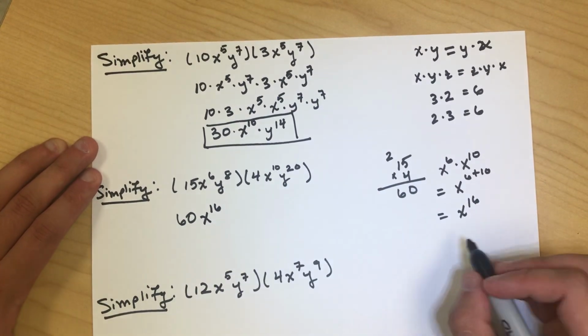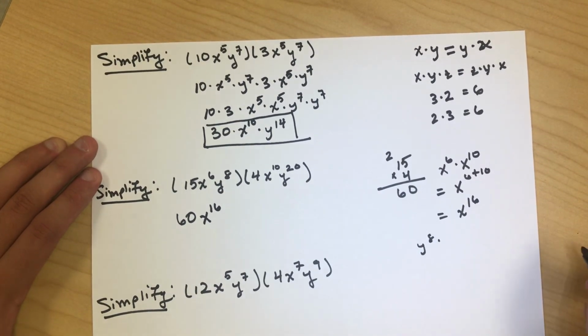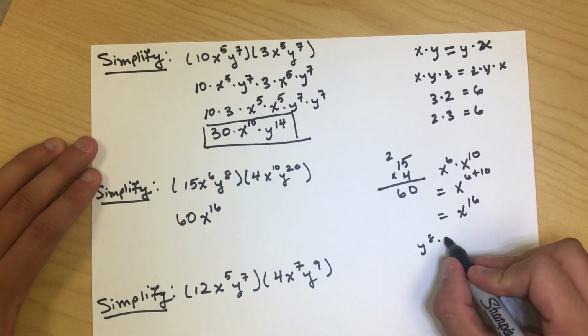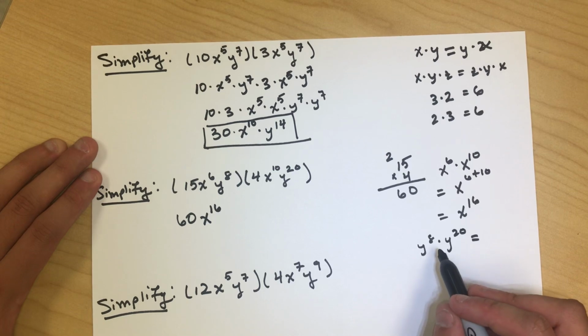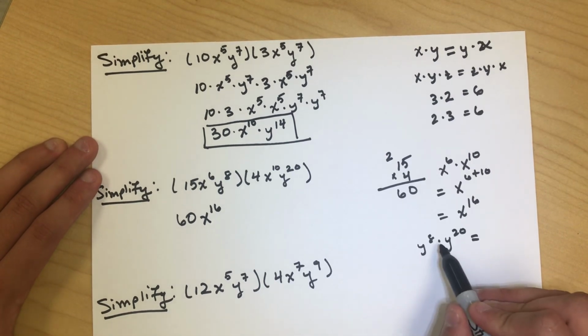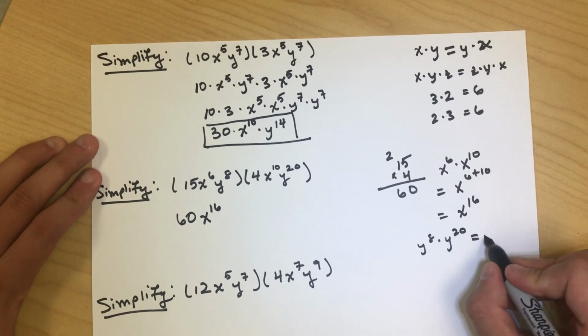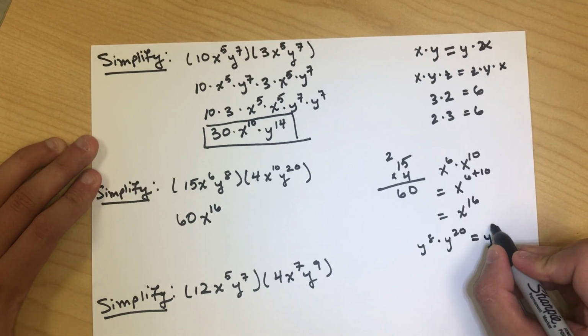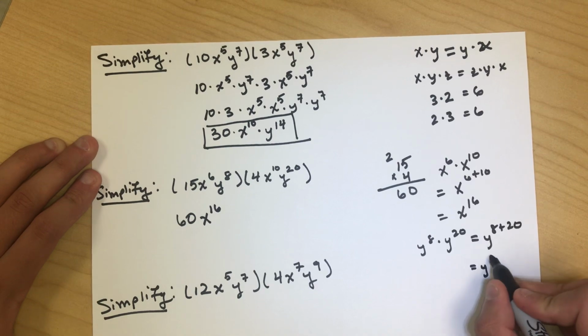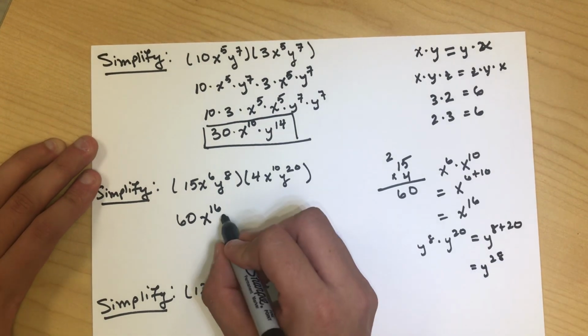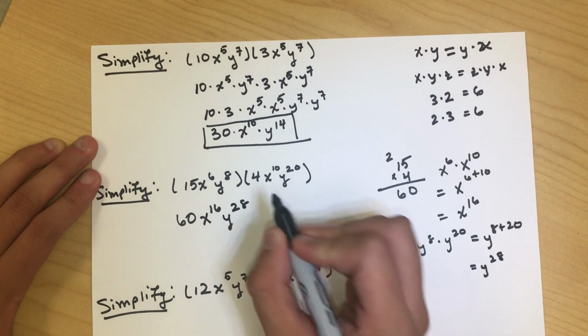And then for y, we have y to the 8 times y to the 20. The same base here is y, so since it's multiplication, we can add their exponents. We get y to the 8 plus 20, which is y to the 28. And that's our final answer.